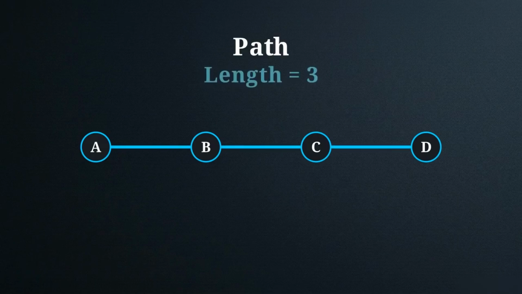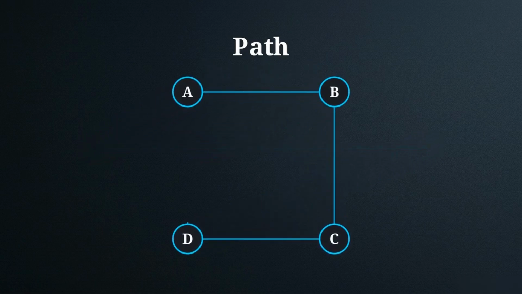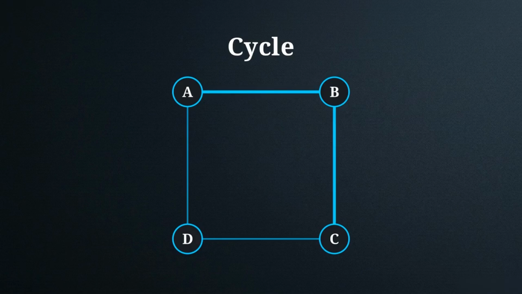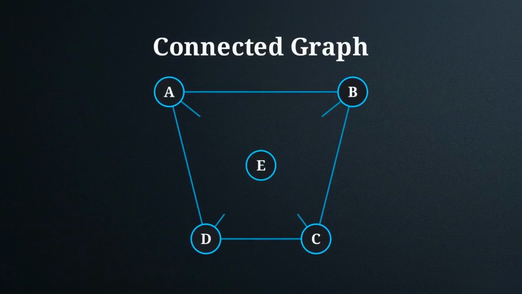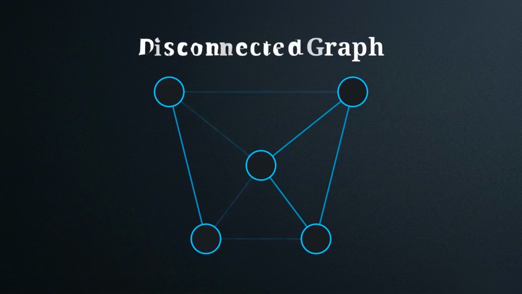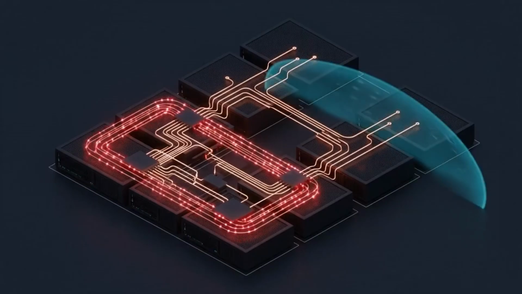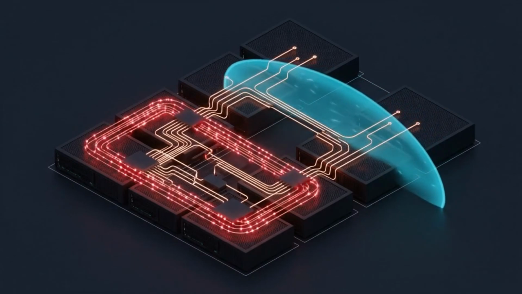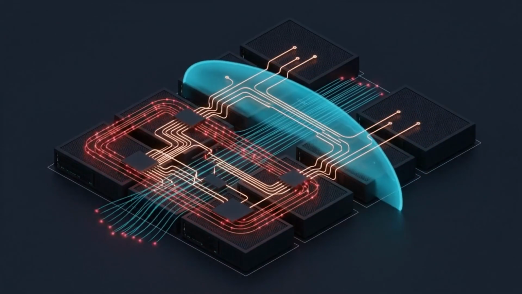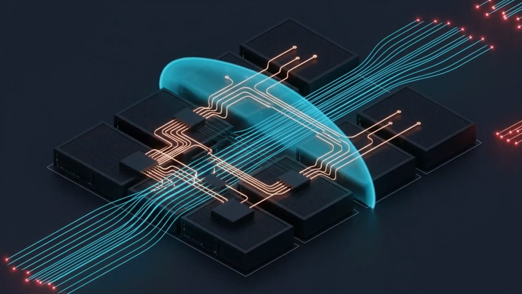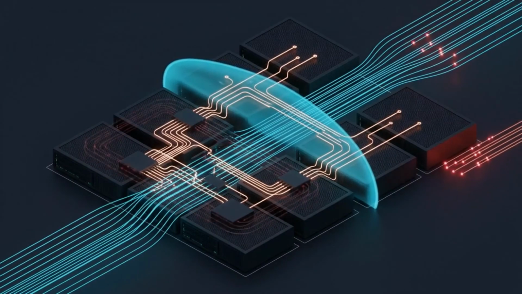The length of that path is measured by the exact number of edges traversed. If that path loops back so that the starting vertex and the ending vertex are the same point, it forms a cycle. When every vertex is reachable from every other vertex, the graph is connected. If the structure fractures into isolated pieces with no bridging edges, it is a disconnected graph. Algorithms that can detect hidden cycles or map disconnected fragments allow engineers to prevent infinite loops in code and identify deadlocks in physical networks.